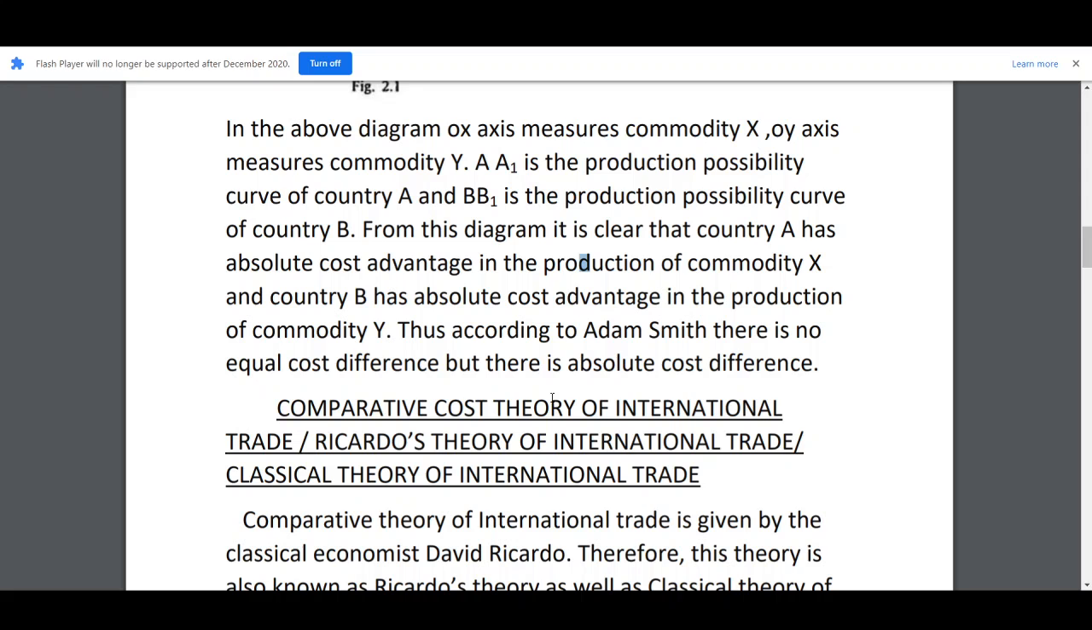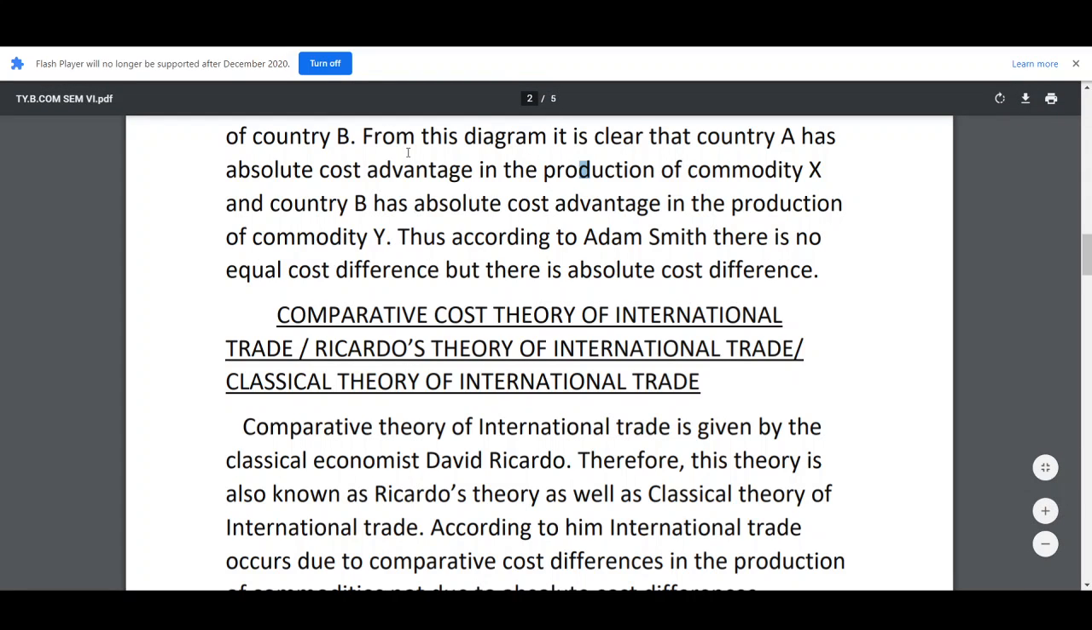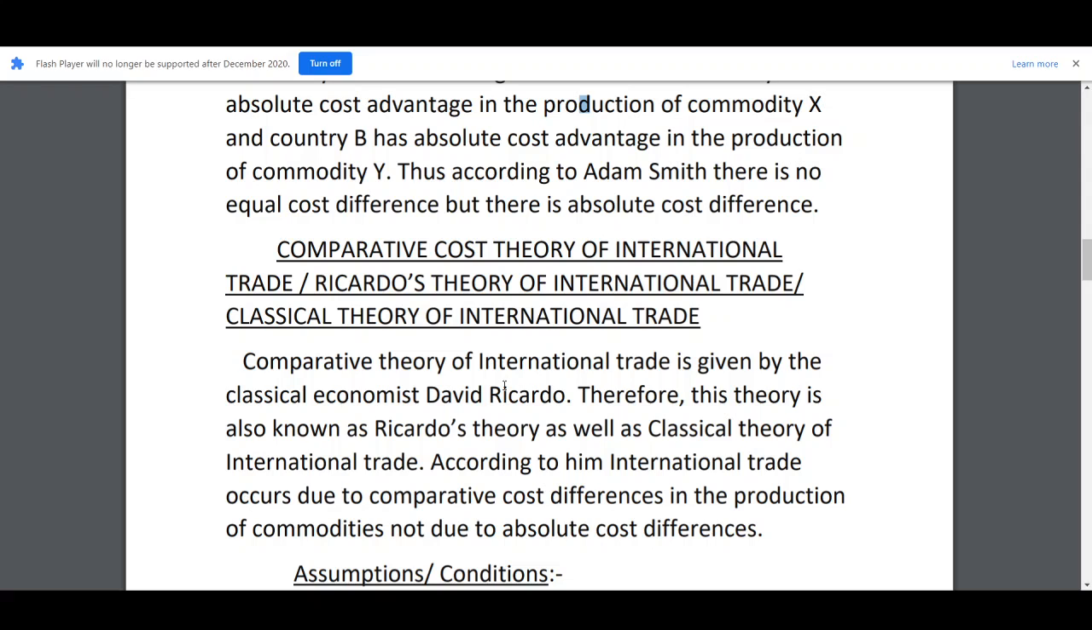So before we come to the comparative cost theory, we should know Adam Smith's absolute cost difference theory. Got the point? Next, we come to the comparative cost theory of international trade. This theory is given by the classical economist David Ricardo. Therefore, this theory is also known as Ricardo's theory of international trade, as well as the classical theory of international trade.